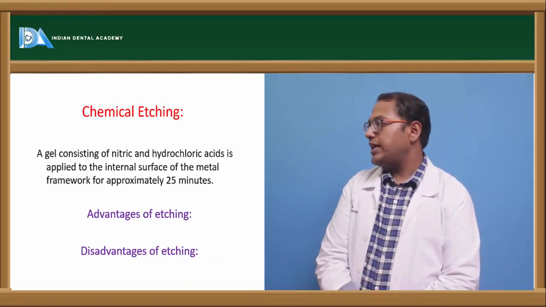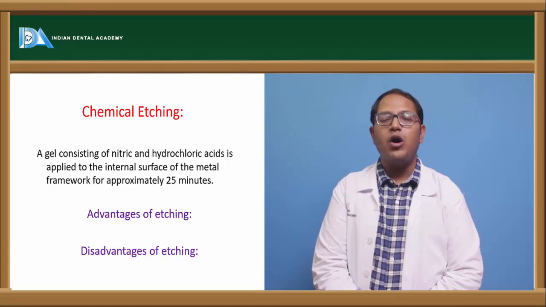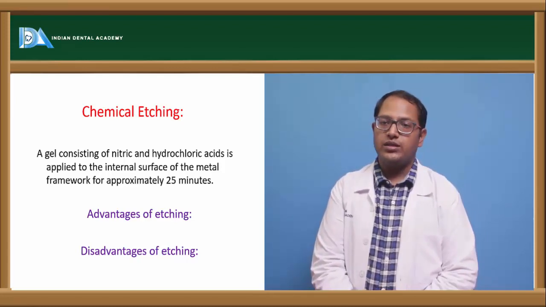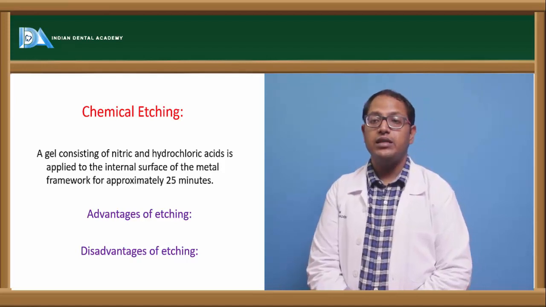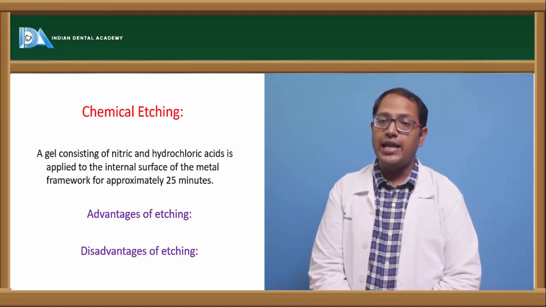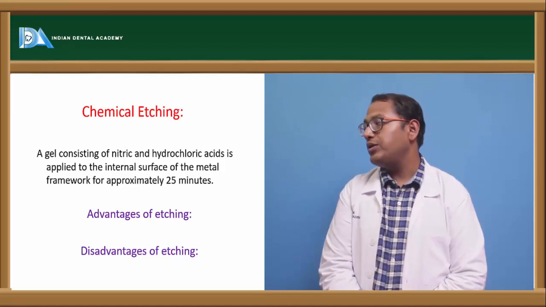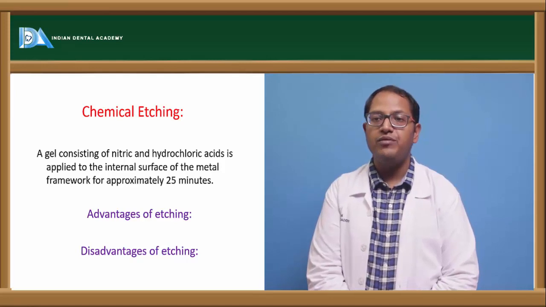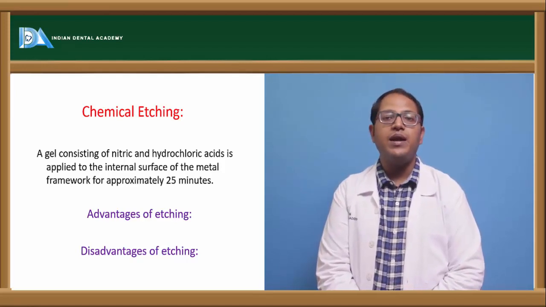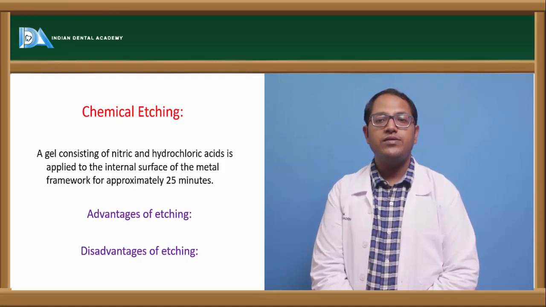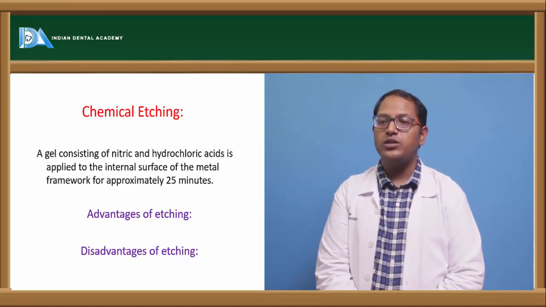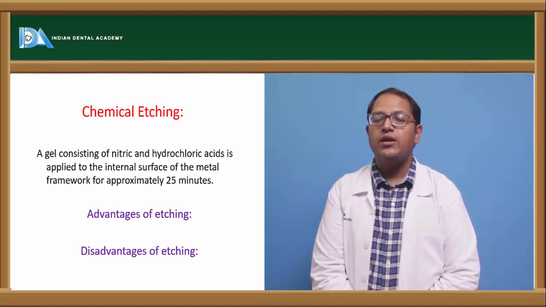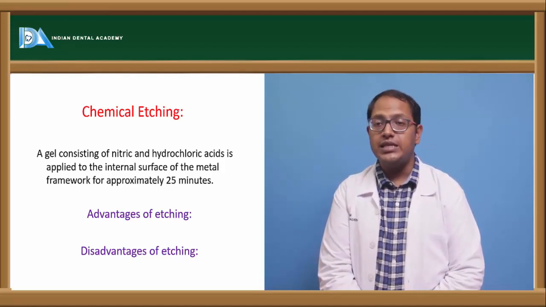And now coming to chemical etching. Some operators prefer chemical etching to electrolytic etching. For example, in 1987, Ducodias said that a gel consisting of nitric and hydrochloric acid is applied to the internal surface of the metal framework for approximately 25 minutes. What was the advantage of this? Good retention was found. Thin framework was not perforated, and the whole area became retentive.